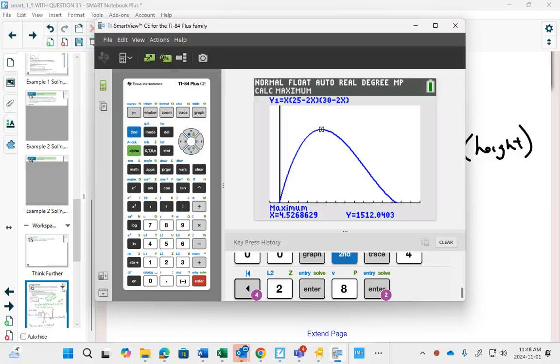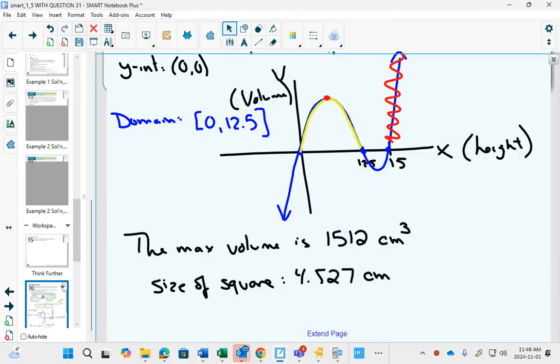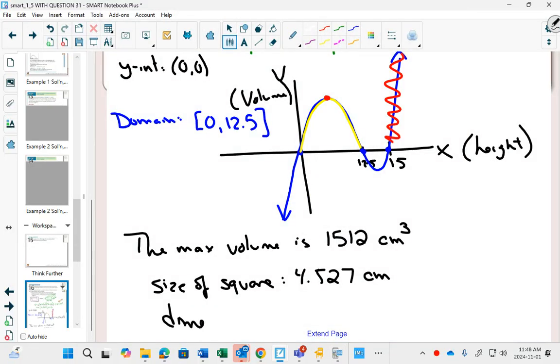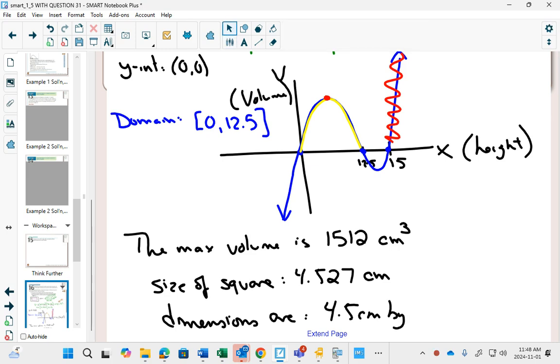Then the dimensions are to the nearest tenth. That's the next thing they wanted, was dimensions. 4.5 centimeters by, you have to be careful here, because if you round early and use the 4.5 to find your other sides, you're going to get a rounding error.